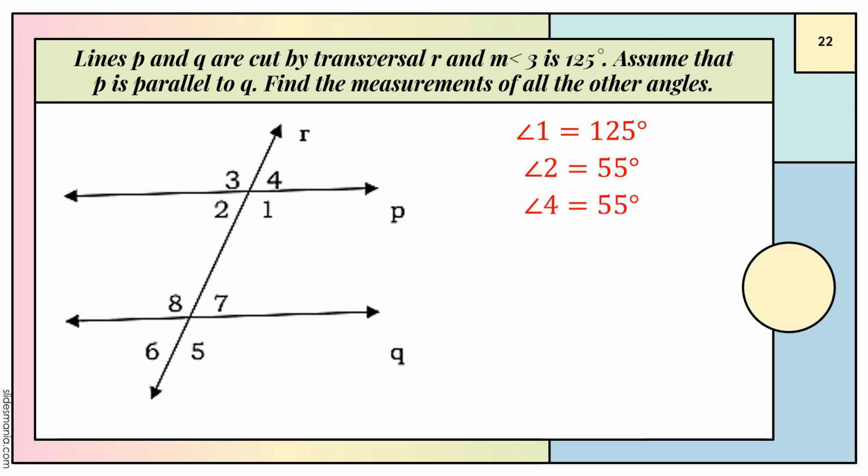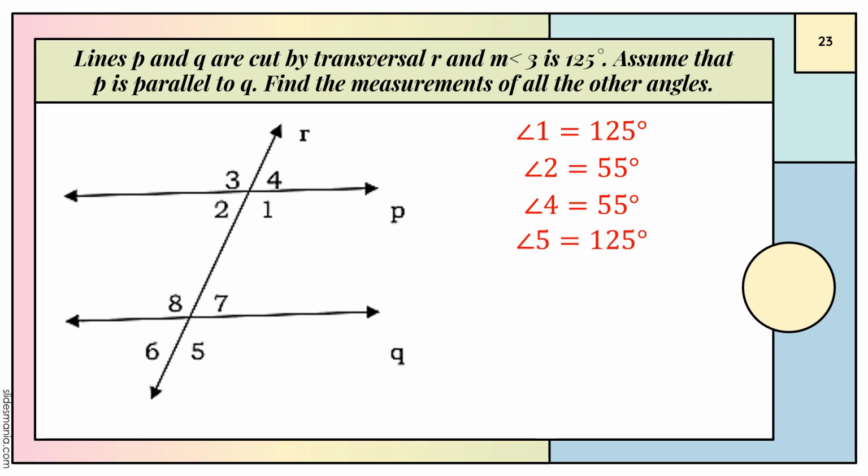Okay, angle 4 is equal to 55 degrees. How did it happen? Very good. Angle 2 and angle 4 are vertical angles. And we all know that vertical angles have the same measure, or they are congruent. Since angle 2 is equal to 55 degrees, angle 4 is also equal to 55 degrees.